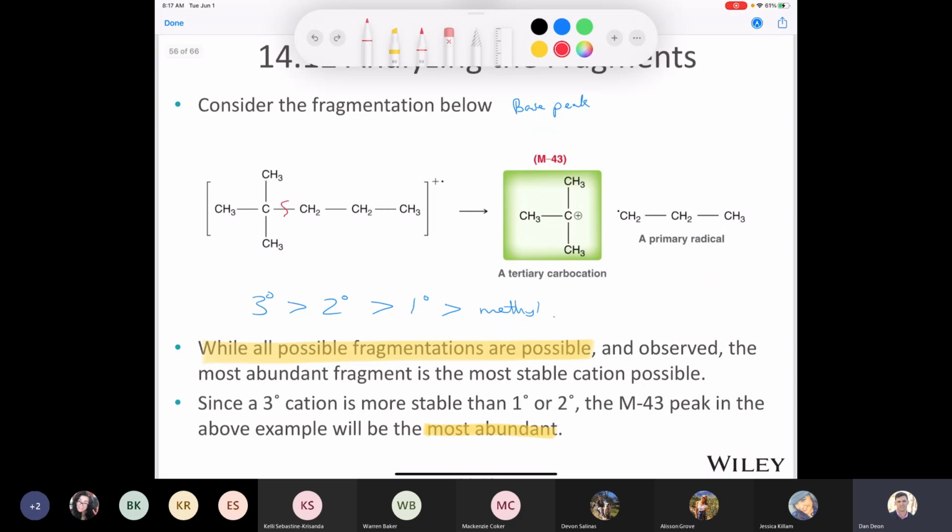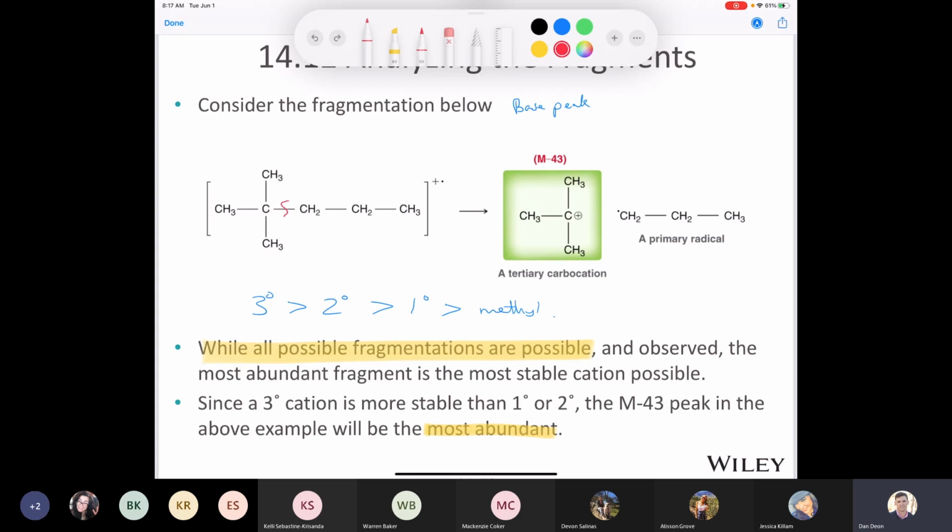But the reason why this fragmentation is so important is because it produces a tertiary carbocation, right? It produces a carbocation that is so stable. So again, even if we were to run the mass spectrum on a molecule that we've never run before, it's going to fragment in a predictable way, right? We could predict that this molecule is going to fragment at this position. Why? Because it gives you such a stable carbocation, right? Because we know that tertiary is more stable than secondary, more stable than primary, and methyl.